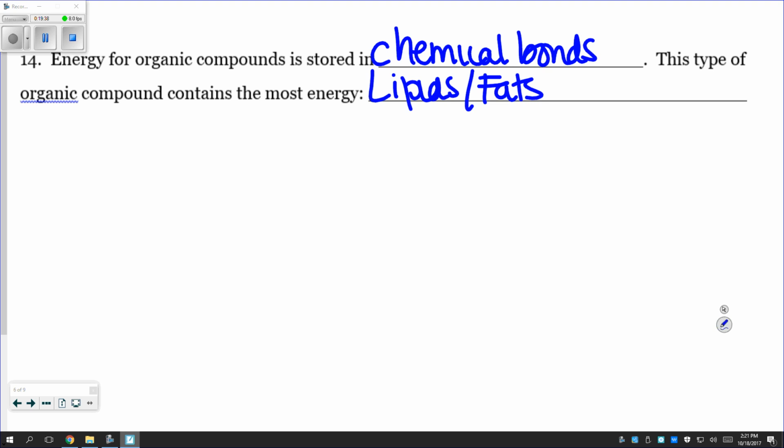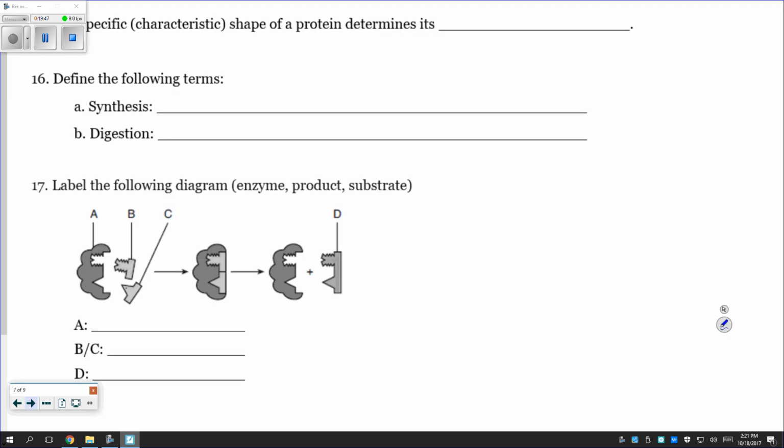Once you have that, flip over. Last page, you'll notice at the bottom of this page, there are some review questions. Review questions from the last unit in order to make sure that we still know that information. Okay, number 15, the specific or characteristic shape of a protein determines its blank. That is going to be its function. Remember, we're talking about function, job, role. What does it do inside of your body? And we already know that enzymes have a super specific shape, and that specific shape determines what they do.